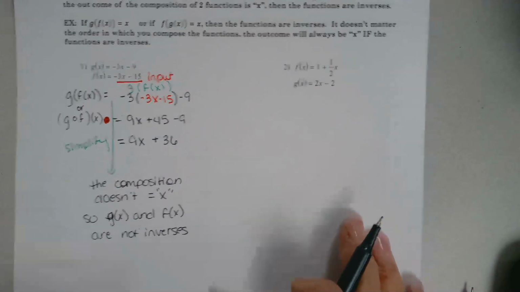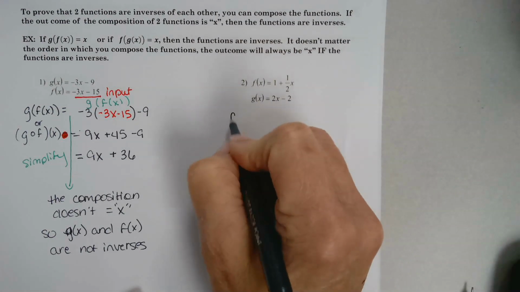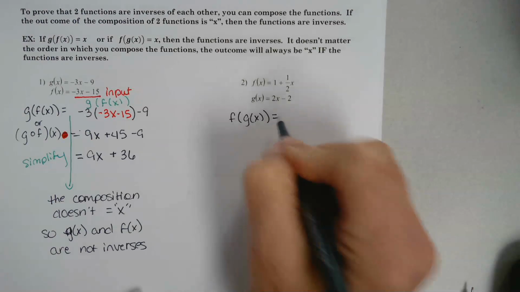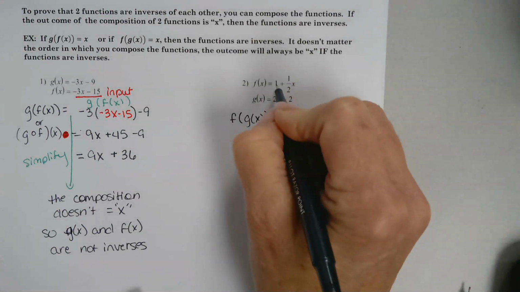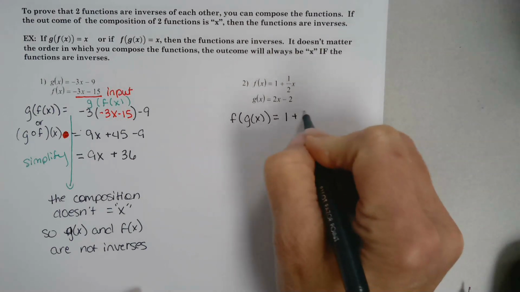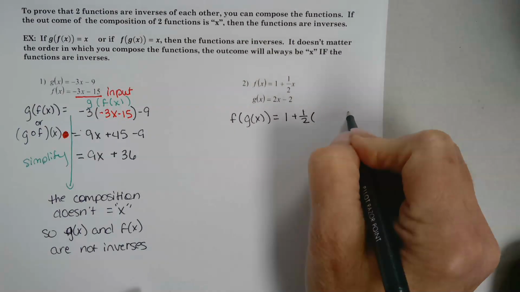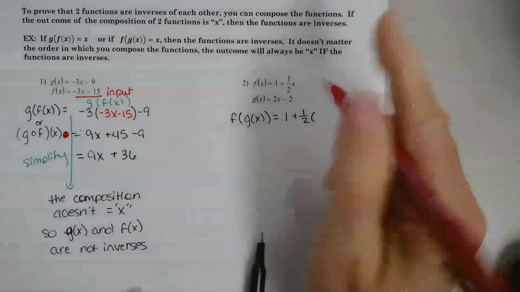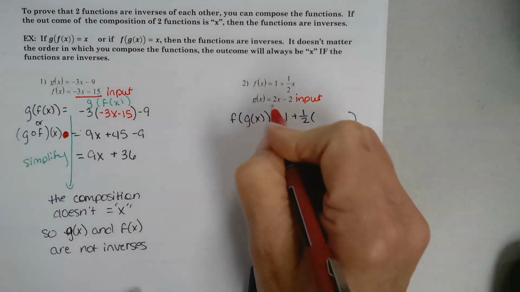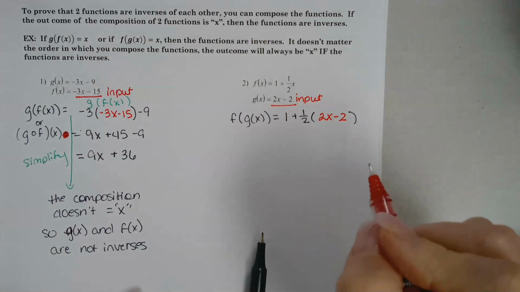All right, so let's look at number 2. I'm going to start off with f in composition with g of x. So I'm going to start off with my first equation right here, 1 plus 1/2 x. x is what I'm replacing. What am I replacing it with? My g of x. This is becoming my input value, so it's going in place of x in the other equation.